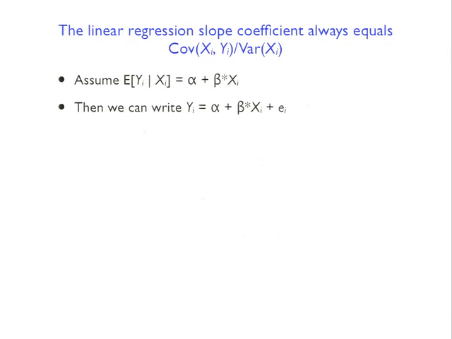If we define the conditional expectation function that way and assume that it has this linear form, then we can write yi as being equal to the conditional expectation function plus some leftover. So what we're saying is that the expectation of yi given xi equal to some value, which we'll call little xi, is equal to alpha plus beta xi. So we're saying on average, if x is equal to little xi, then y is going to be equal to alpha plus beta xi.